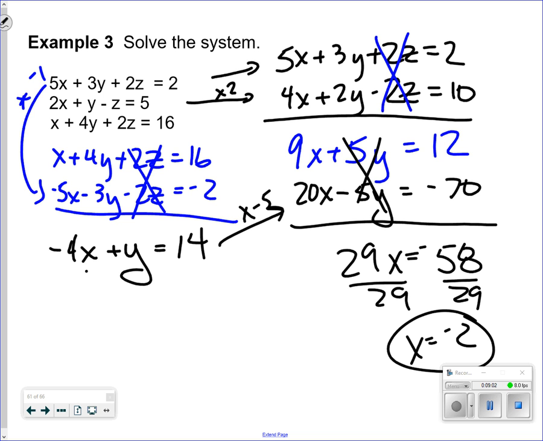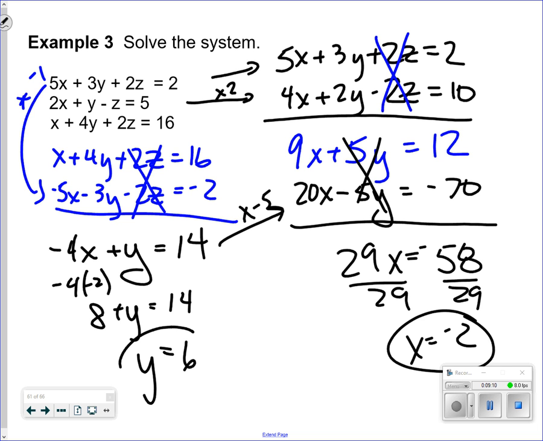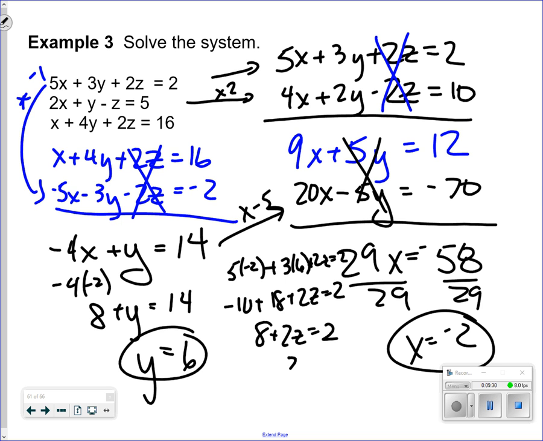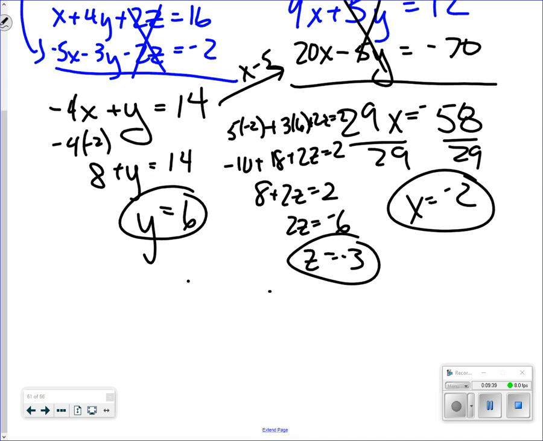Go back. Plug negative 2 back in. So positive 8 plus y equals 14. Y would equal 6. Now, go back up into any of the top ones. I want to find z. So 5 times negative 2, 3 times 6, plus 2z equals 2. So negative 10 plus 18 plus 2z equals 2. 8 plus 2z equals 2. Z would equal negative 3. So now, writing that as a triple, and I ran out of space here, negative 2, 6, negative 3.